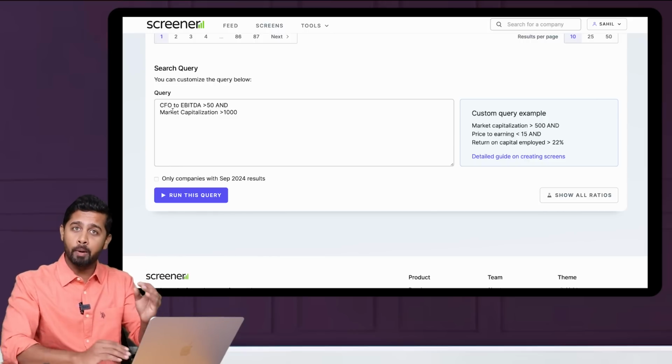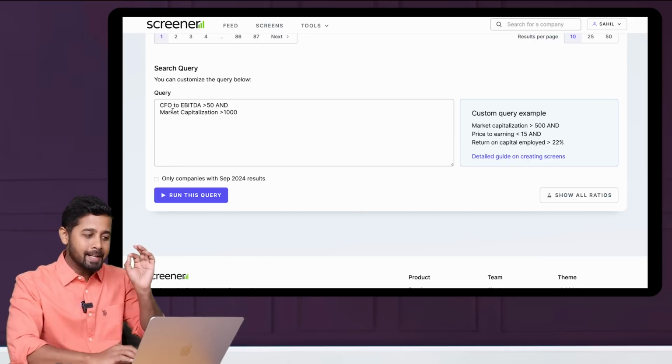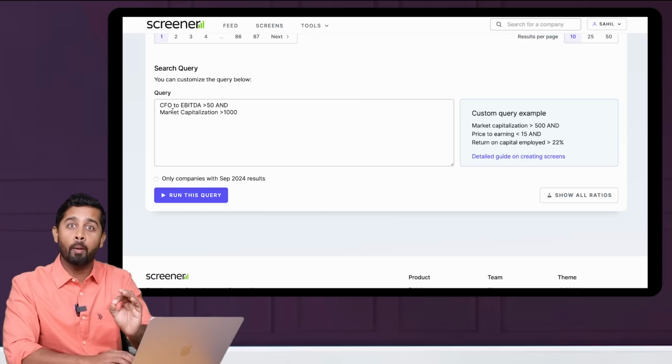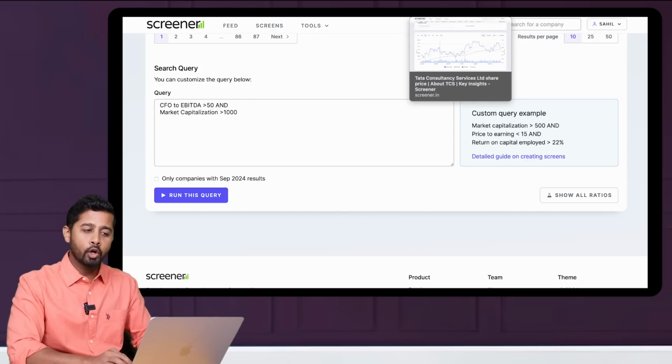And it's very, very important because at the end of the day, no matter how much profit you show on the P&L, it is the CFO, that is cash flow from operation, that is very, very important. By the way, this is a customized metric. How do you create that?